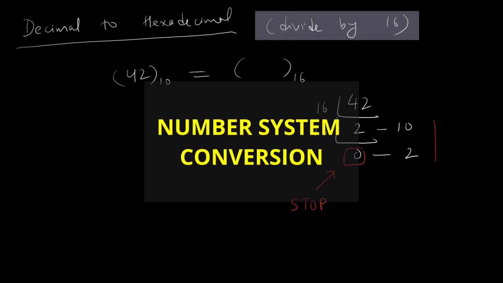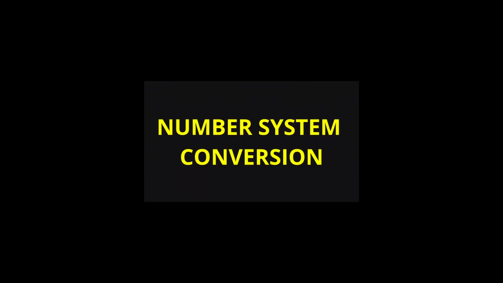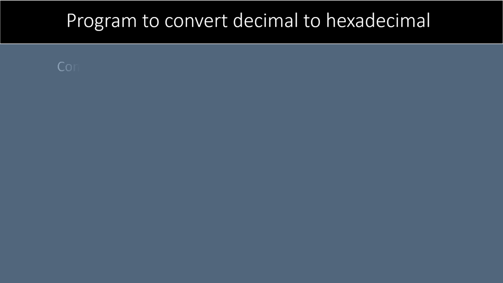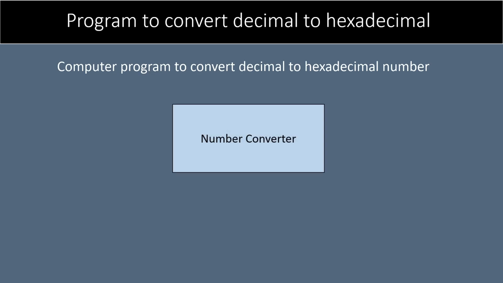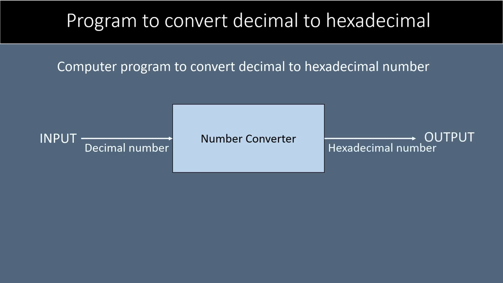In the previous lecture, we learned how to perform number system conversion. Now let us say we would like to write a computer program which converts a decimal number to its hexadecimal form. This program takes a decimal number as an input and produces the hexadecimal number. If the decimal 3492 is fed as an input, output should be DA4.